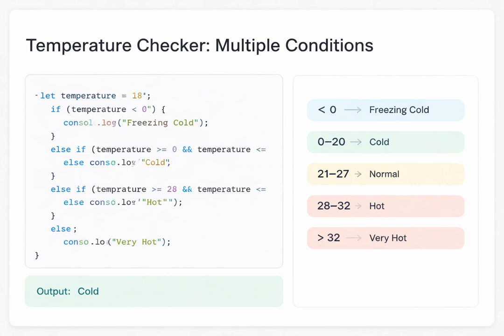With temperature set to 18, the first condition, less than 0, is false. The second condition, greater than or equal to 0 and less than or equal to 20, is true. So cold gets printed, and the rest of the chain is skipped. Notice how we use the AND operator to combine 2 conditions. Temperature must satisfy both bounds to fall into that range.